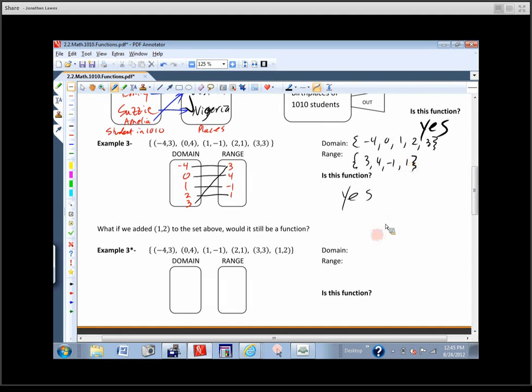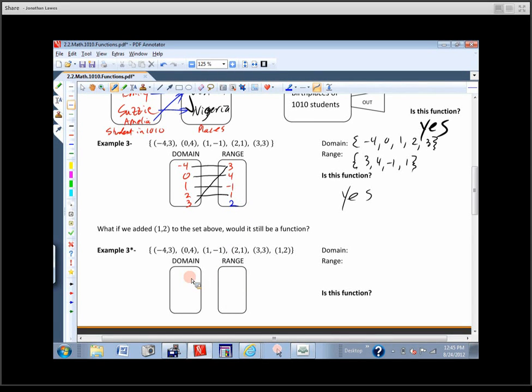Okay? All right. So that is a function. Now, everybody watching? What if I added this number? 1, 2. I've already got a 1 in the domain. If I added a 2 here, here's what happens. So to save time, I'm going to put this right here. Okay, because this would produce the same thing.